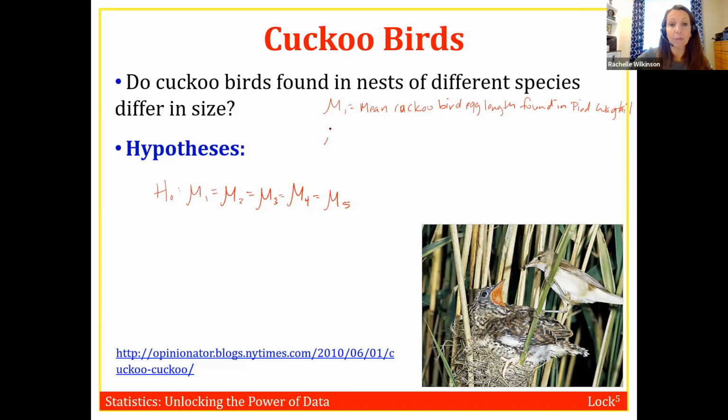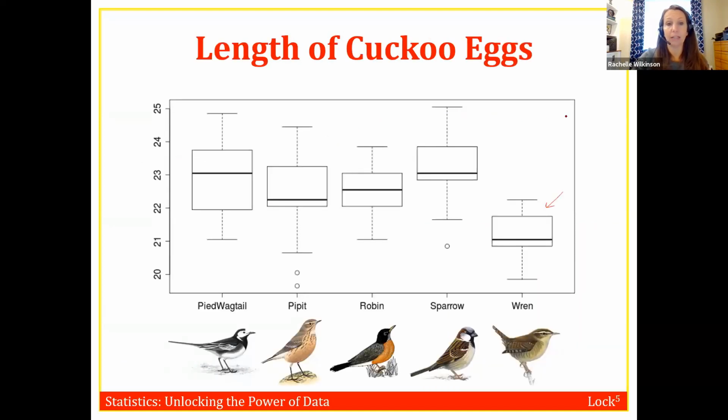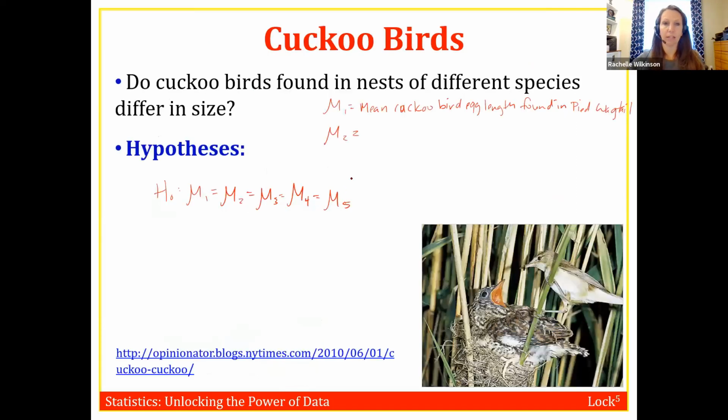I'm not really a bird enthusiast, so I don't really know the difference between these birds, but maybe some of you do. Okay, and then similarly, mu2 would be the mean cuckoo bird egg length for eggs found in pipit nests. Okay, and mu3 would be the mean cuckoo bird egg length for eggs found in robin's nest, okay, etc. So you get the idea for all those parameters. So the null hypothesis, they're all equal. The alternative hypothesis is that at least one mean is different. And you could even get a little bit more specific here and say something like at least one species had a different mean cuckoo bird length than at least one other species.